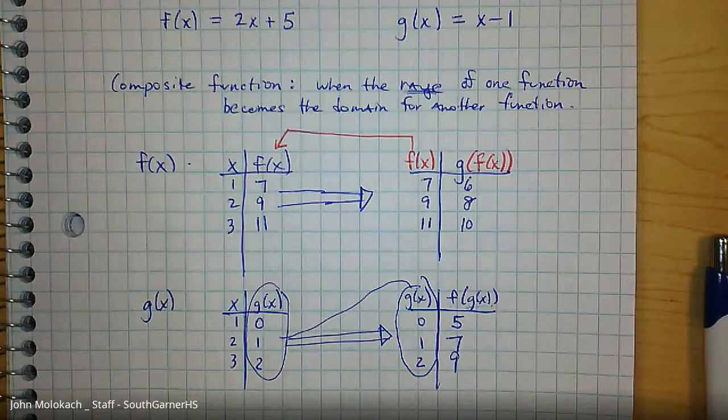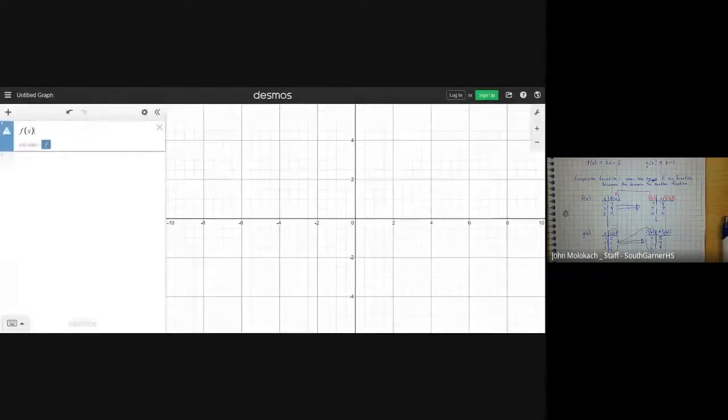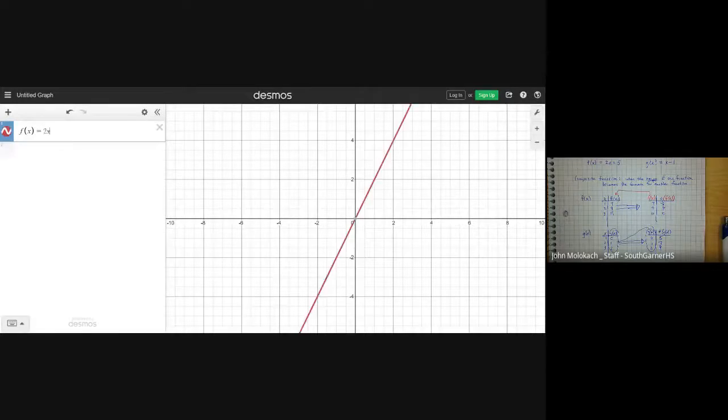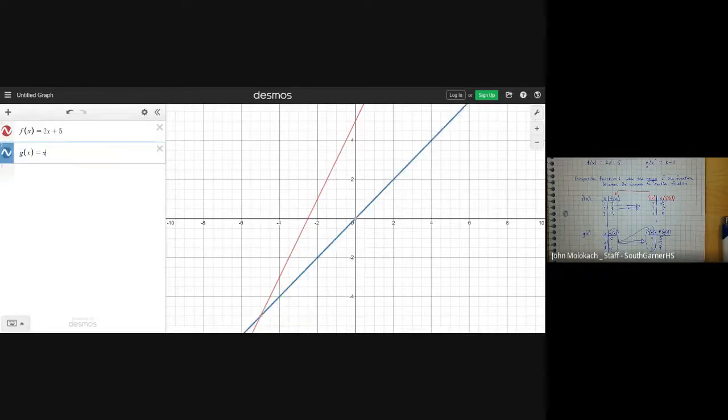And okay, here we are in Desmos. So I'm going to start labeling things. F of x is 2x plus 5. In Desmos, by the way, if I were a Math 4 student, I would open a new tab while I'm doing this, pause the video, and type it in just like Mr. Molakash is doing. G of x equals, this is some good practice at just using the good old Desmos calculator.